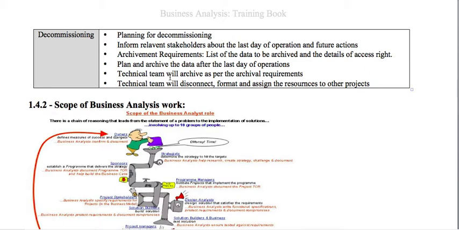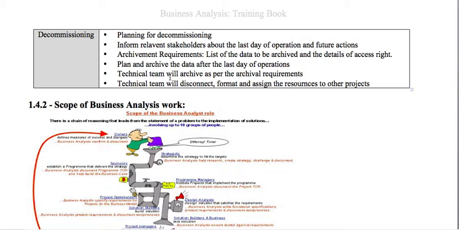And when we talk about that, it is basically planning for the decommissioning, informing the relevant stakeholders about the last day of operation and the future actions. Now these are important. How do we inform them? The details we need to consider are when the solution will stop functioning, so that the business team can communicate to the customers or end users that this will stop. So you may have to give enough time frame so that they can communicate, and in case any life cycle is required, we need to ensure that they complete it. For example, if it is billing, one billing cycle is completed and after that it will be unavailable to them, like that.